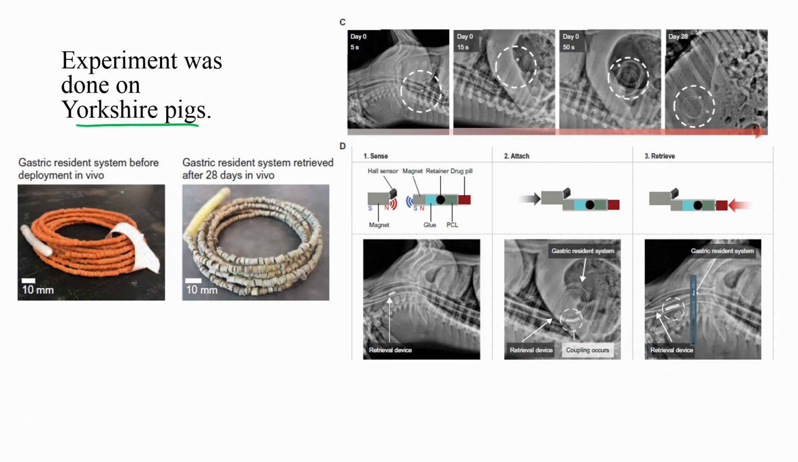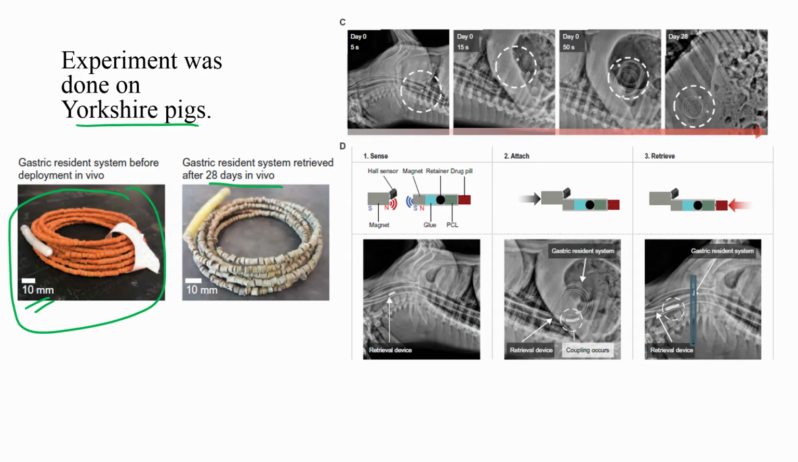So here is a particular implant that they put in. Just for the scale, they put a 10 millimeter scale bar, and this is what they get after retrieving it 28 days after putting it in the pig. You can see that the device, even though it looks fairly discolored at this point, has maintained its shape, and the whole of the device has been able to be retrieved.